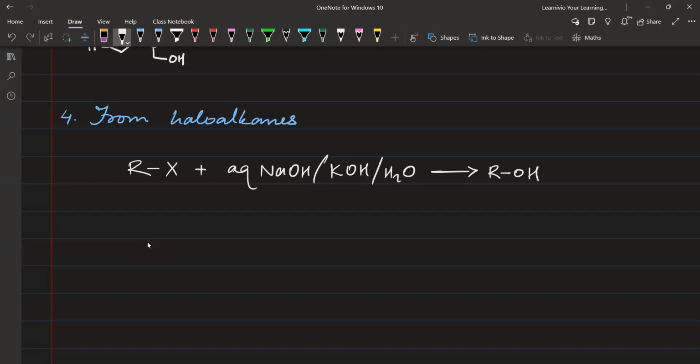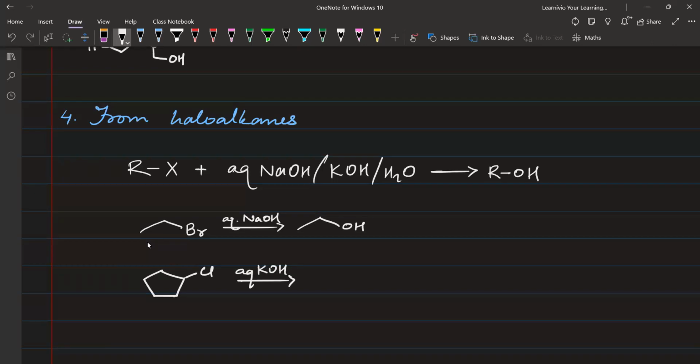Okay, all of these are going to give you alcohol plus some byproduct obviously. ठीक है, बट आपको ये समझना है. For example, if you have haloalkane like this, let us suppose ethyl bromide in the presence of aqueous NaOH, you will get Br replaced by OH. You have Cl like this. Aqueous KOH. Cl will be replaced by OH.